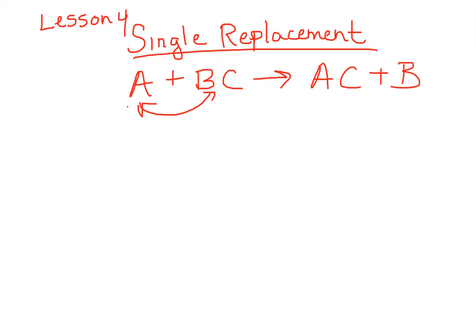Okay, so in single replacement, we're going to switch. Oh, here, I found it. We're going to switch places. We got an element plus a compound, and it yields an element plus a compound, but they're just going to switch. There's two kinds of single replacement.